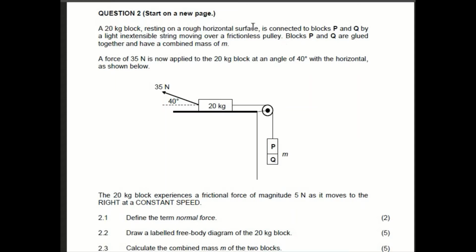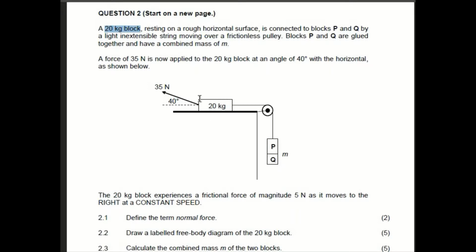Okay, so we have a question here, question 2, and it reads something like this. It says that a 20 kg block is resting on a rough horizontal surface. They mentioned the word rough, so you should know that there's friction. It is connected to blocks P and Q by a light inextensible string moving over a frictionless pulley.